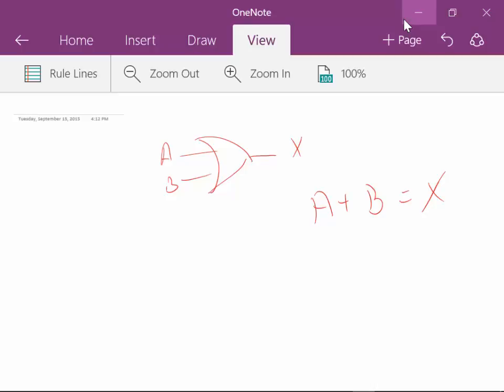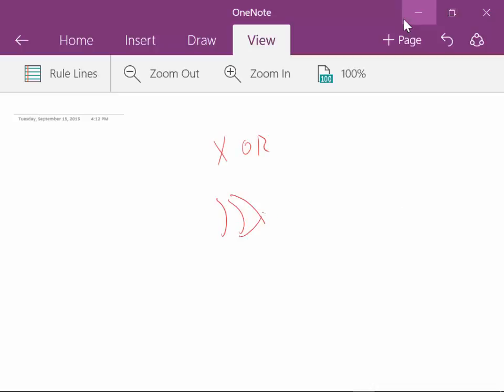Now, these symbols will make more sense when we start doing algebra on these, using what's called Boolean algebra. Now, our XOR, I haven't done the inverter yet. XOR, A, B, X. It's A plus with a circle around it, B equals X.